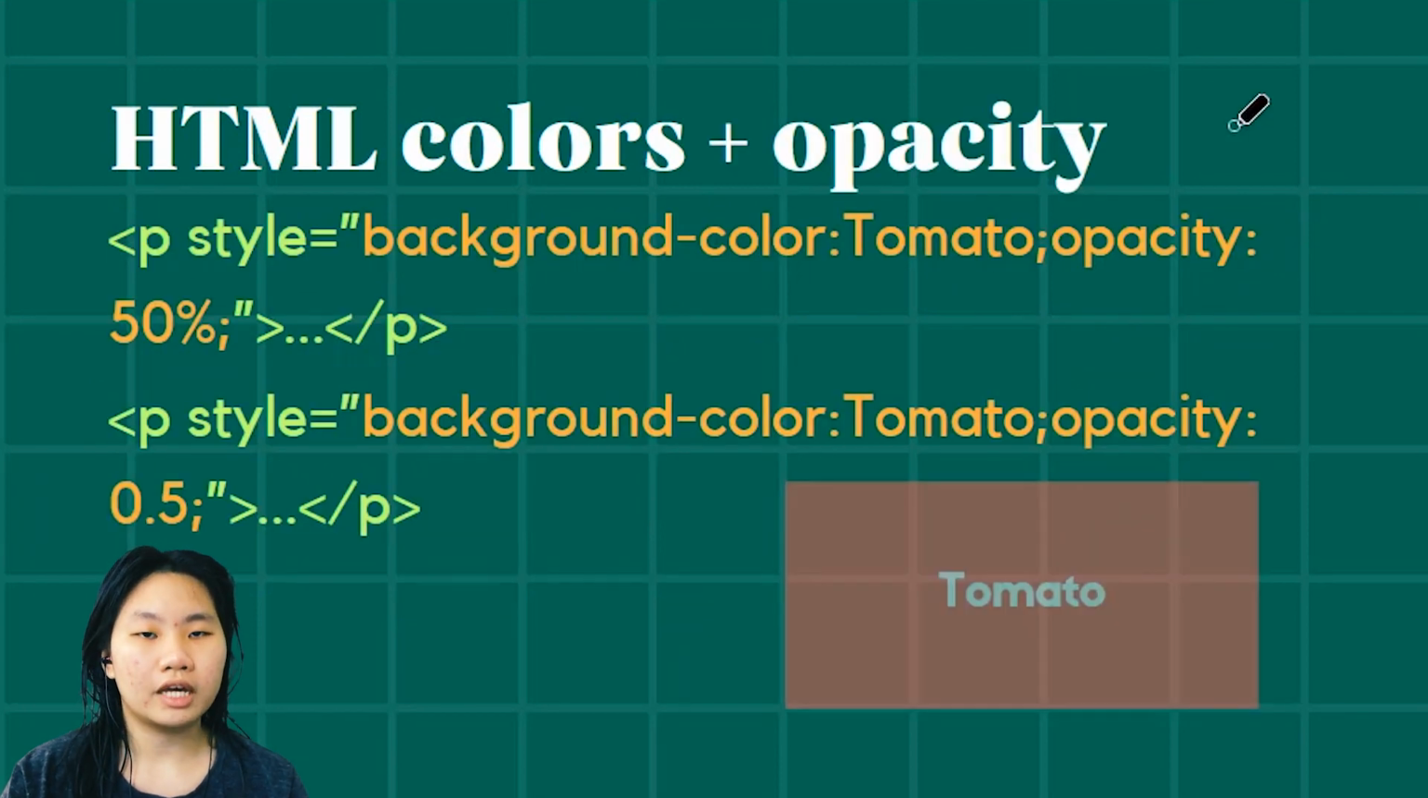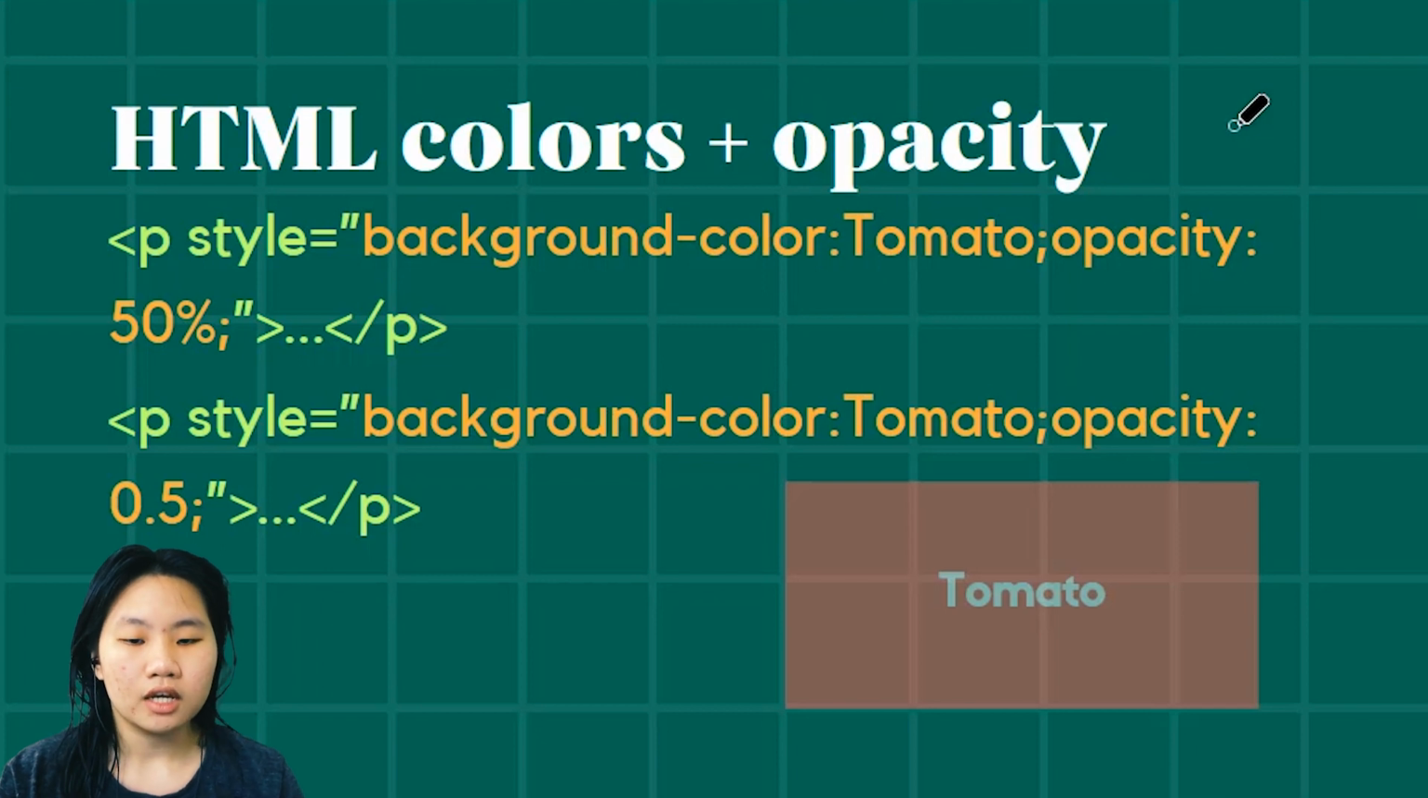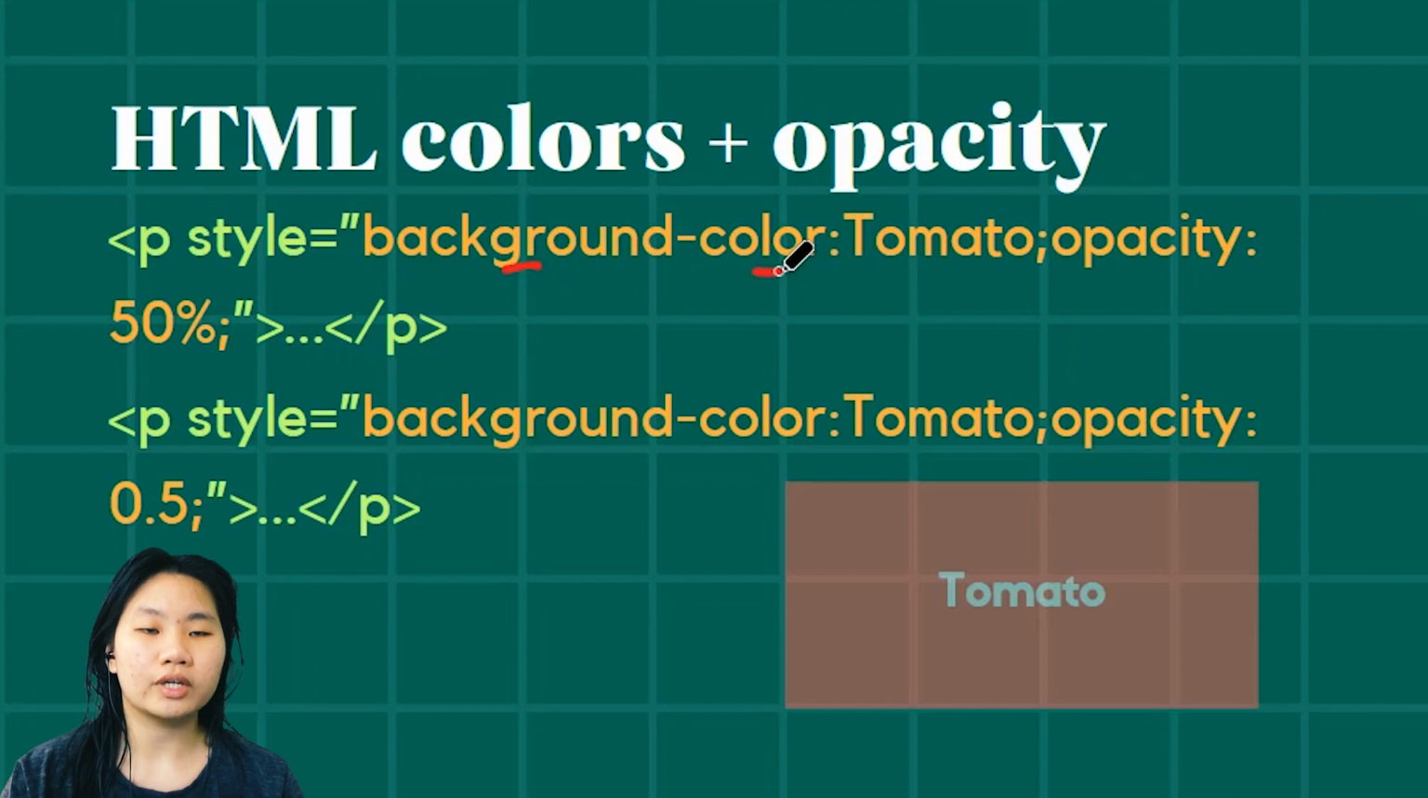Okay, so you already have the color. What if you want to change the opacity, right? So we can use, once again, the background color property, and then we can have a separate property, opacity. It's very simple. For opacity, you can either put it as a percentage or a decimal, right? 50% and 0.5 is the same thing. If you want it 90%, then it's 0.9. 1 is 100%, you get the idea.